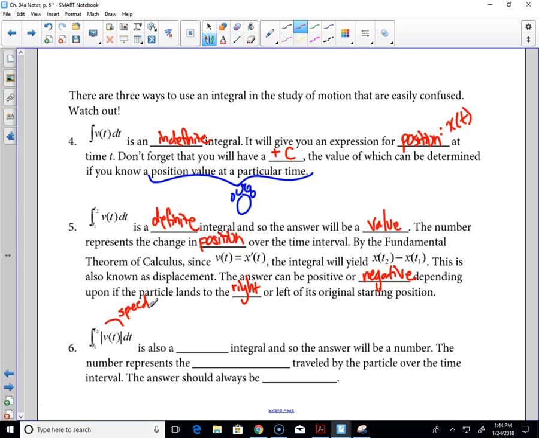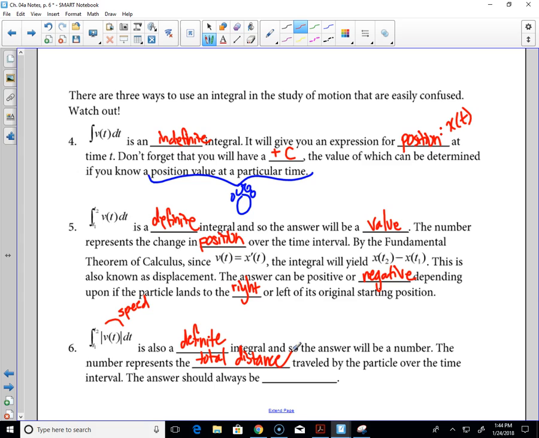Ooh, snap! Is also a definite integral. And so the answer will be a number. Oh, well, they said number. I like value better. The number represents the total distance. But you're right. The total distance traveled. I know there's only one blank. It's misleading. Maybe on purpose. The total distance traveled by the particle over the time interval.